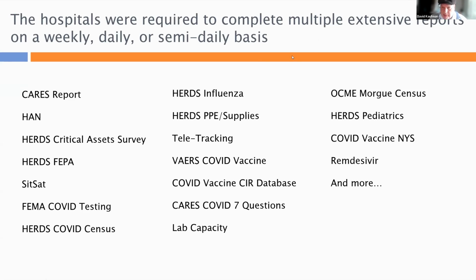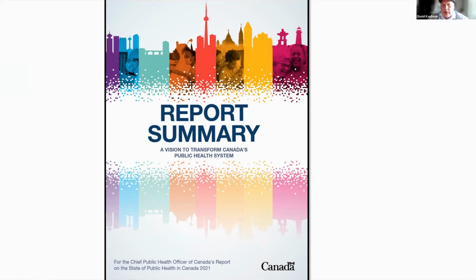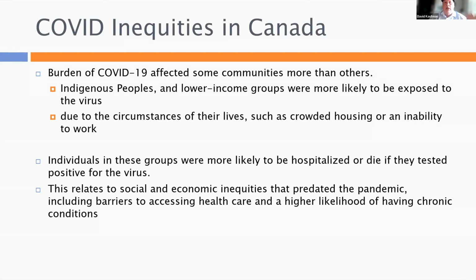My timer stopped. Very quickly, this is a really interesting report that came out at the end of last year. It basically is very much parallel with our conclusions. This is Vision to Transform Canada's Public Health System, came out in December of 2021. It talked about COVID inequities, and of course we see a lot of the same things. They're maybe a little bit more dramatic in the United States, but they're parallel.